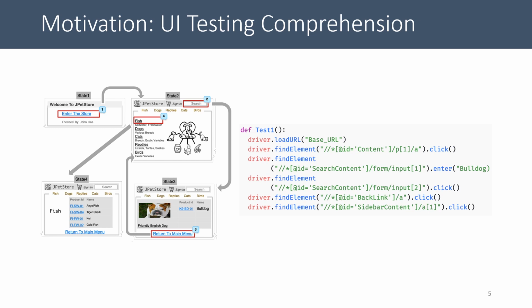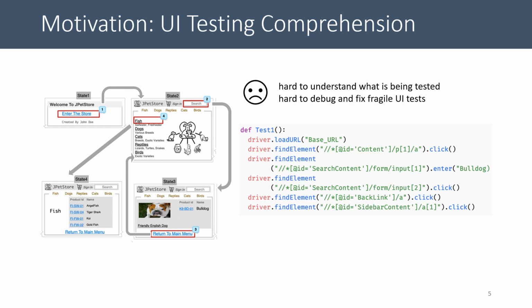If we write this testing process into code, which we can see on the right, then the test case that uses XPath is not readable. Also, UI tests are hard to maintain as they are fragile and can break in response to minor changes to the UI. Such test breakages require costly human effort in practice, so UI testing comprehension is very important.